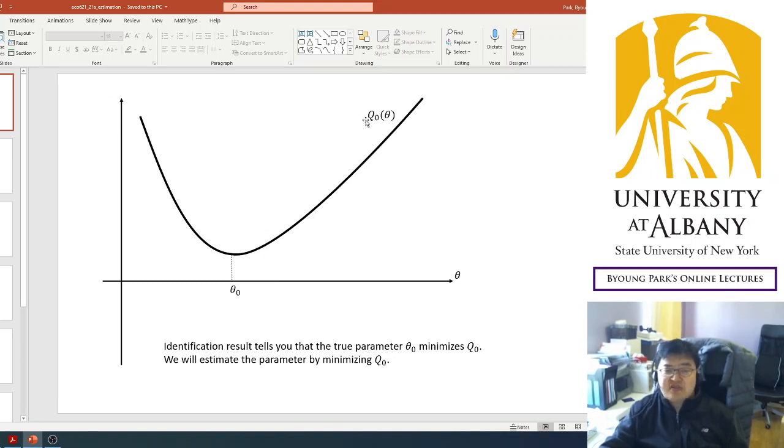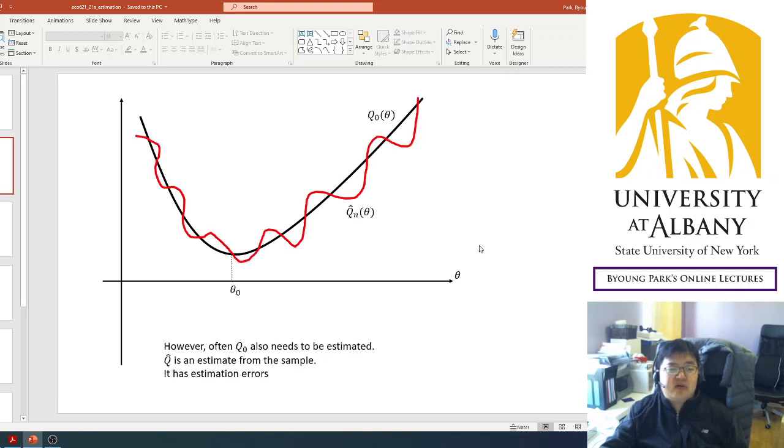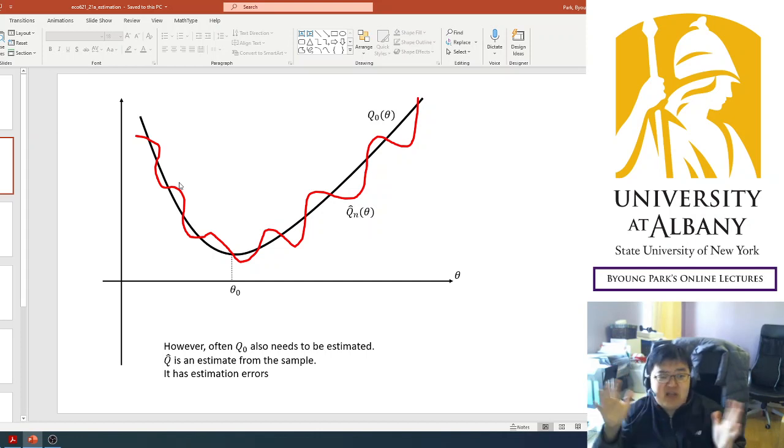But q0, the criterion function, is not observed. This is a purely theoretical existence. And instead, you have an estimator for q. So you estimate the criterion function by a wiggly estimator. So your estimator is q hat, and q hat has estimation errors. The difference between the black line and the red line is the estimation error. Of course, we believe that the estimation is accurate enough and converges to the true function.